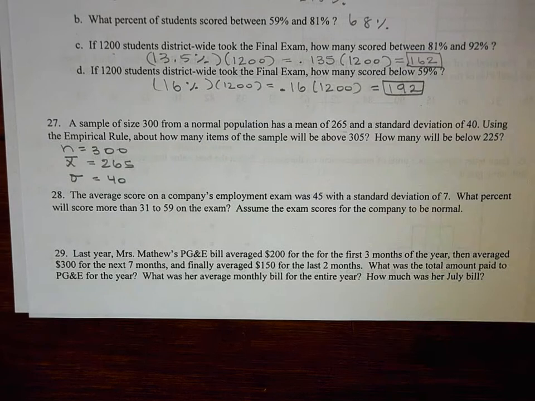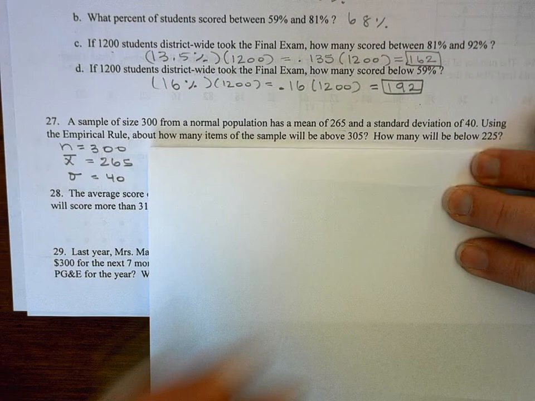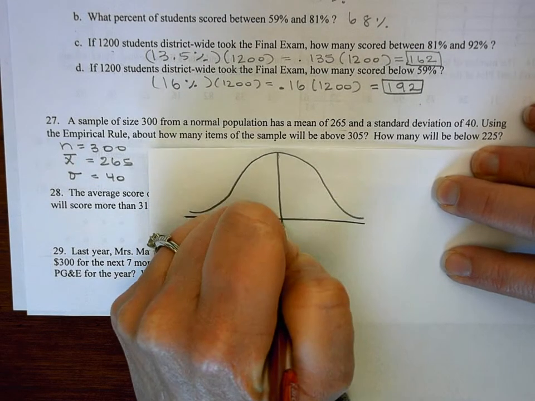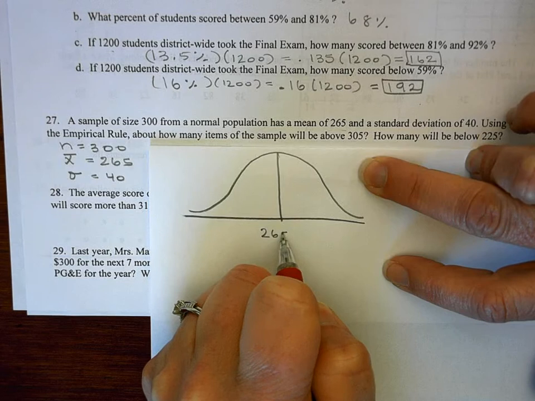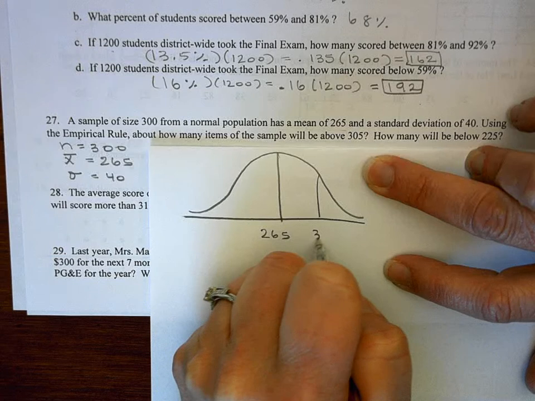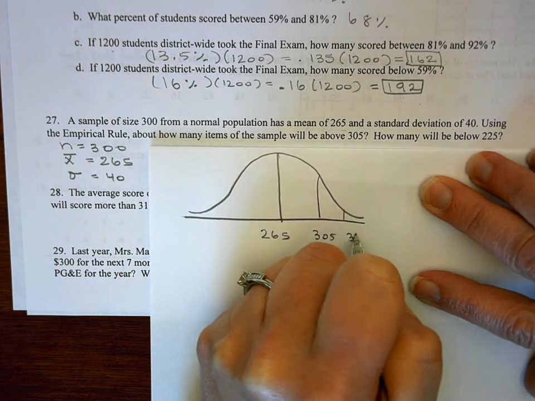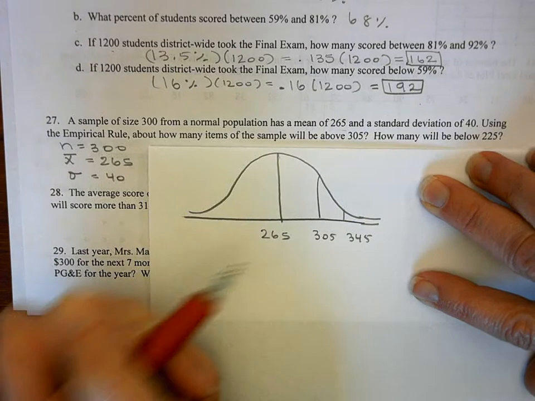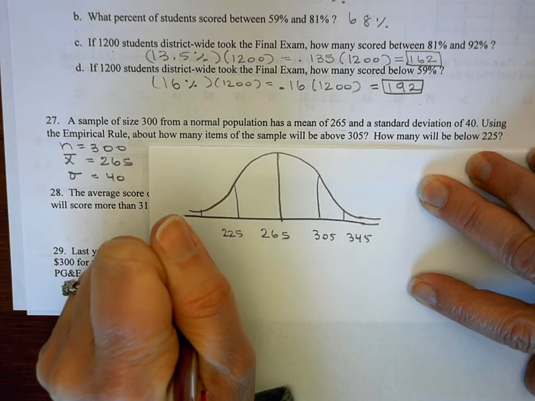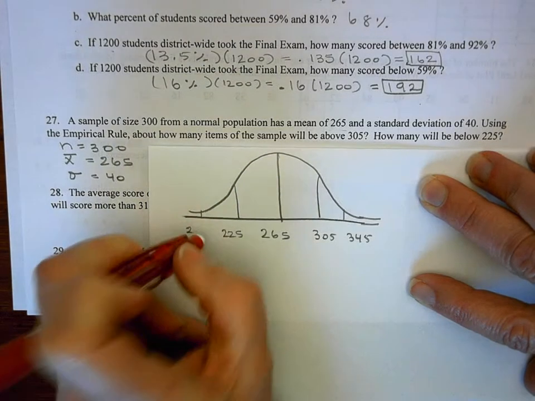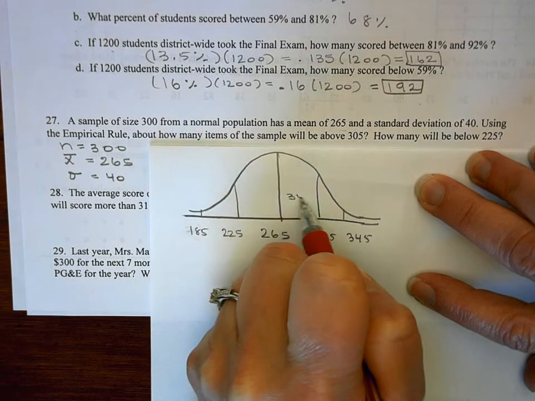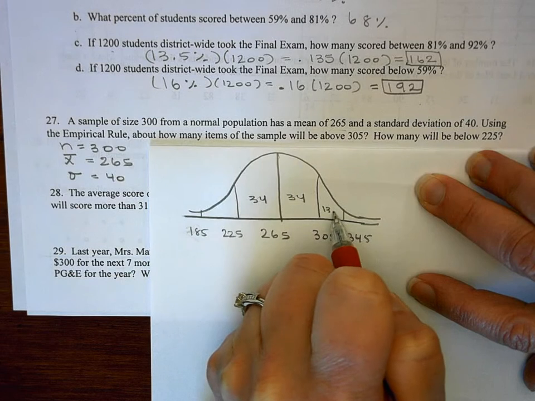So again, I want to go ahead and set up my curve. So 265 was my average, and then my standard deviation was 40, so I'm going to add 40 to the right. And I'm going to do one more. And then I'm going to subtract 40. And then fill in my percentages. So 34, 13.5.